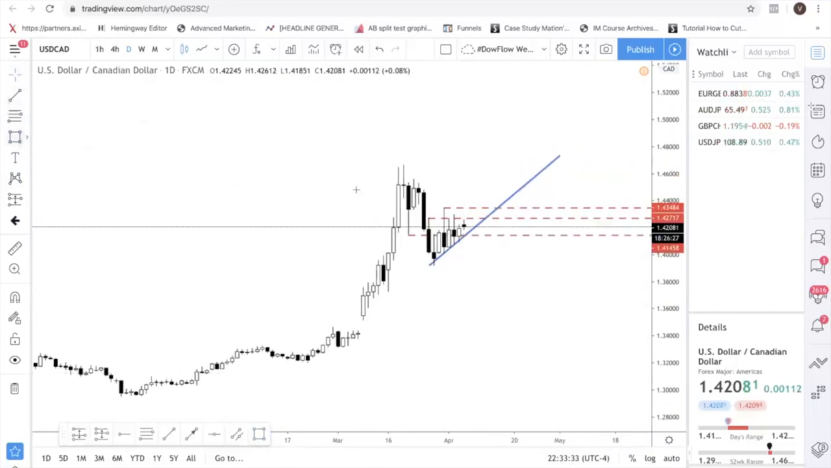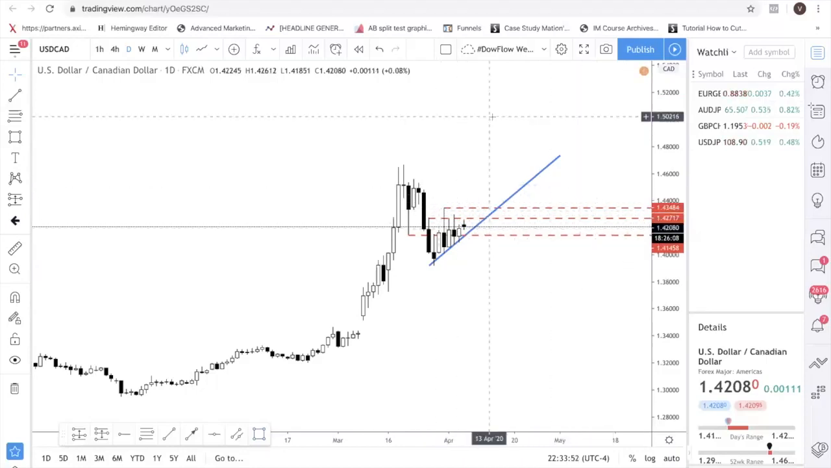If you see that there's a big candle that closes above this entire zone, something like this, this candle closes like this, then you know that dollar CAD is ready to resume its up move. But for now, it will be wise to just wait for it.